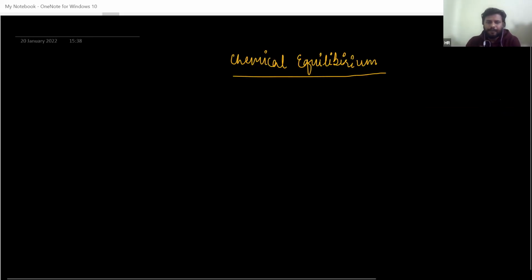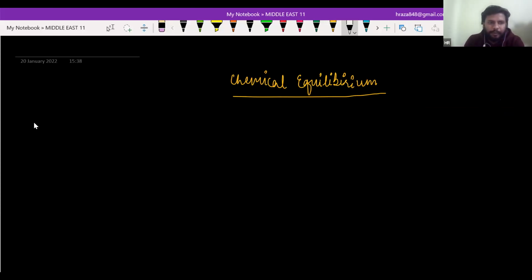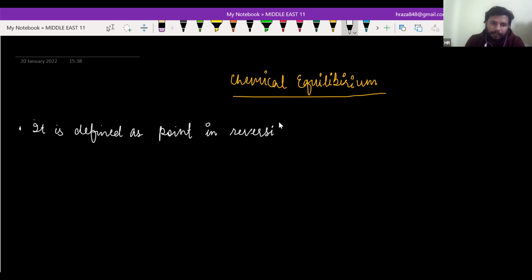Okay, let's start. What is chemical equilibrium? Basically, I'm going to define it and then I will explain it. Write with me, please. It is defined as the point in a reversible reaction. Already you know what is a reversible reaction, because in thermodynamics we studied two types of process, that is reversible and irreversible, right?